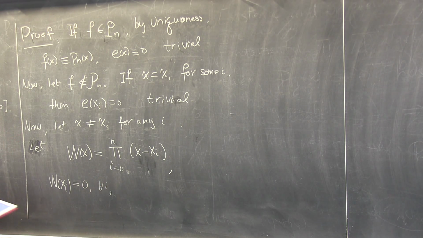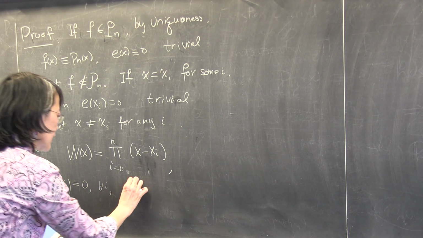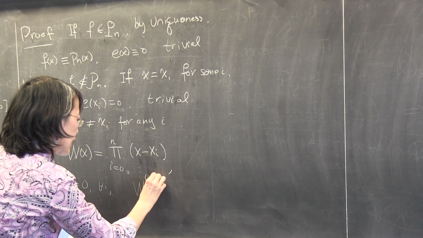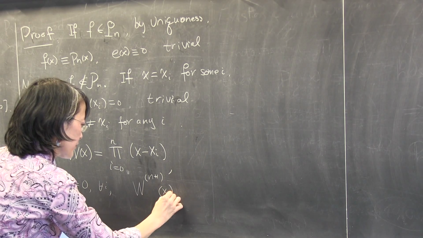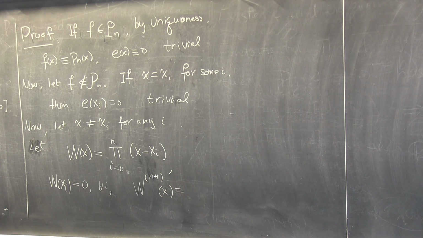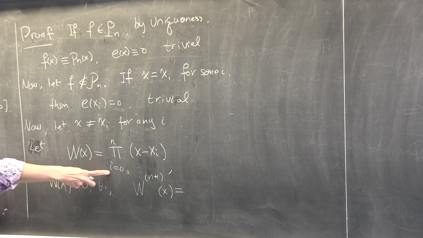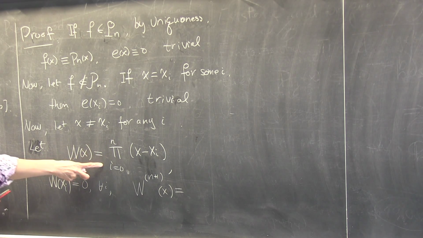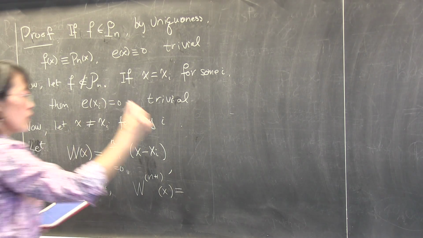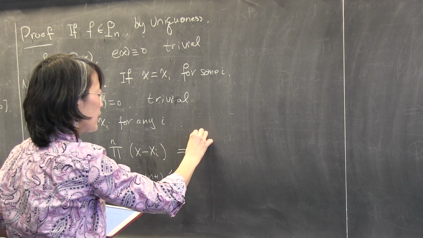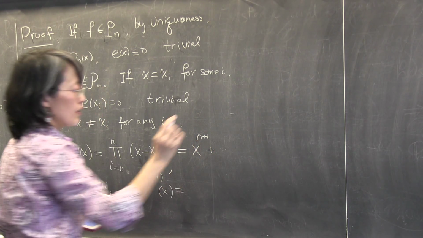Okay. And what about if I differentiate this w n plus 1 times, what do I get? Any suggestion? So what is this w? Is this a polynomial? Of what degree? What's the highest power? How many terms am I multiplying? N plus 1. Is that right? So this one actually equals x to the power n plus 1 plus lower powers of x.